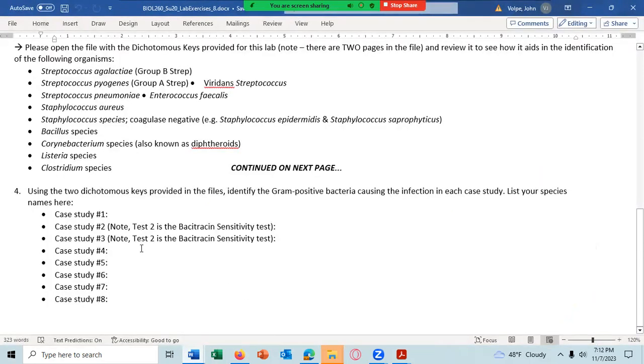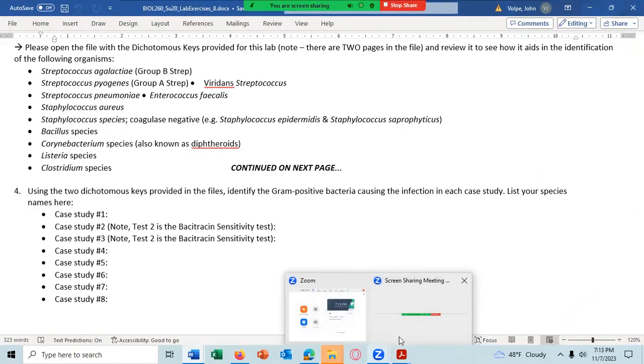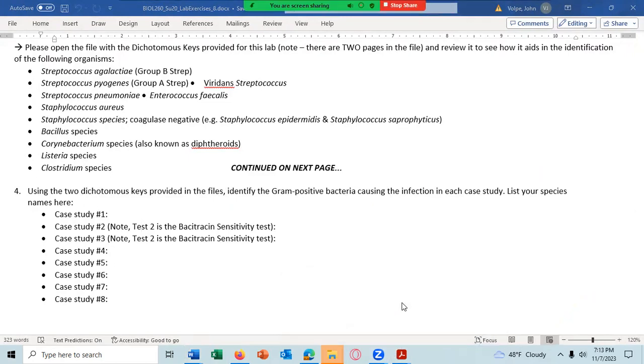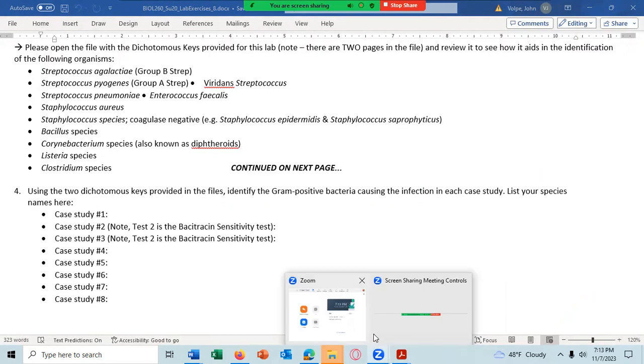So work through the case studies. If you want, I'll be here until 8 o'clock or the last student leaves to help you work on the lab. Any questions about any of that? If not, go ahead and work on the lab. And I will be here until 8 o'clock or the last student leaves.